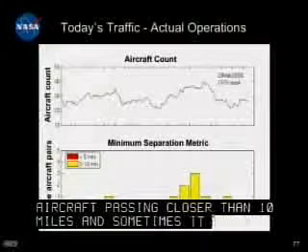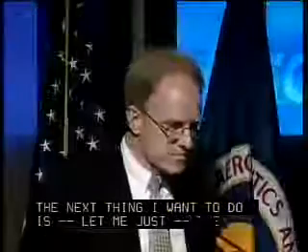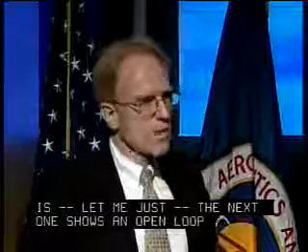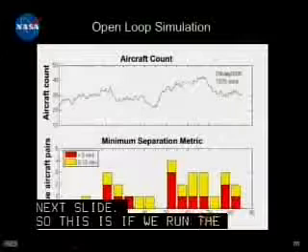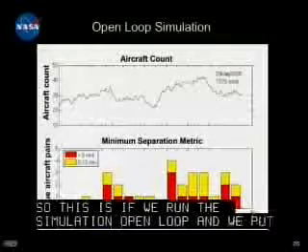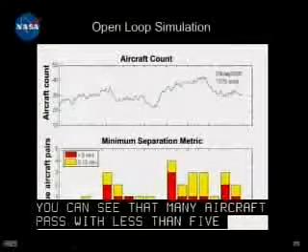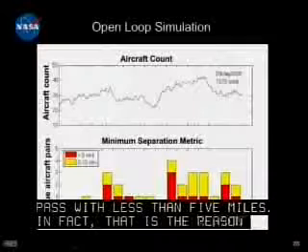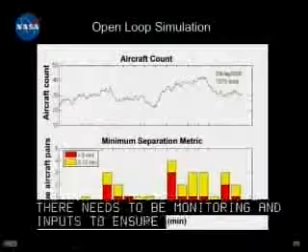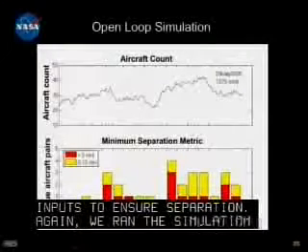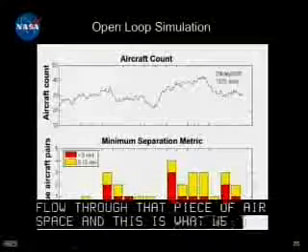So next thing I want to do is, the next one shows an open loop simulation. Next slide. So this is if we run the simulation open loop and we put in no control actions at all, you can see that many aircraft pass with less than 5 miles. And in fact, that is the reason for the air traffic control system. There needs to be monitoring and inputs to ensure separation. Again, we ran the simulation here over 90 minutes with the flow through that piece of airspace, and this is what we get. So this is the problem that needs to be solved with the automation.